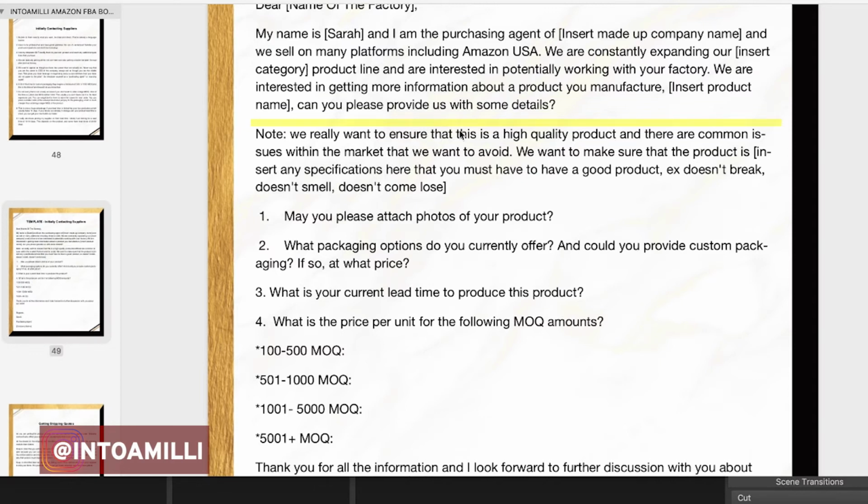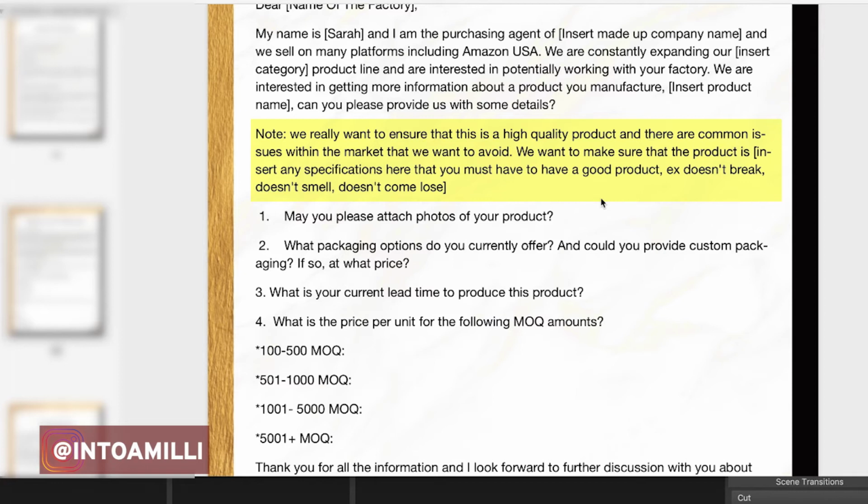Note, we really want to ensure that this is a high quality product and there are common issues within the market that we want to avoid. We want to make sure that the product is, insert any specifications here that you must have. A good product example: doesn't break, doesn't smell, doesn't come loose. So you know what's wrong with your product because you've done your market research, and you're just letting them know, hey, we don't want these bad things and we want these good things, and you're just letting them know that you are serious. And then here are the golden questions.